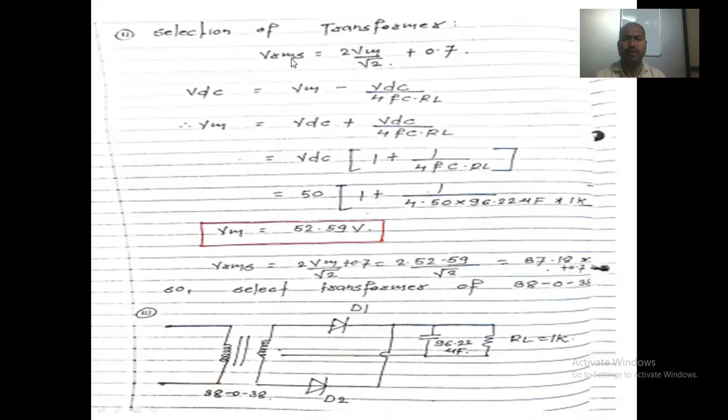For the calculation of VRMS, the formula is twice VM by root 2. So VM value is 52.59. So here you have to write 2 into 52.59 divided by root 2, plus 0.7. Okay, calculate that value. VM value is nothing but 52.59. So your thing is 2 into 52.59 divided by root 2 plus 0.7.